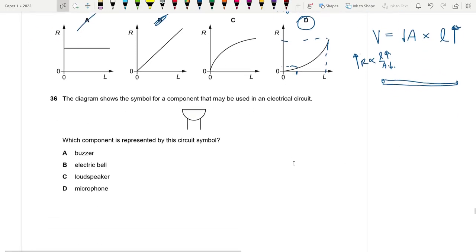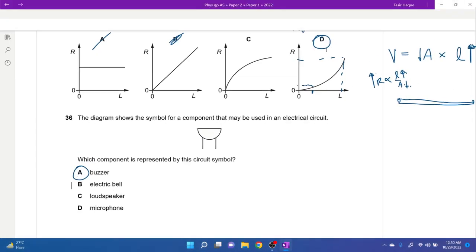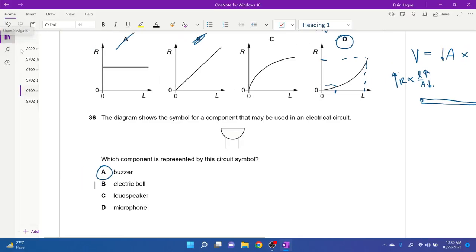Okay. So the diagram shows a symbol for a component that may be used in an electrical circuit. What is this? It is actually a buzzer. How do I know? You guys need to check the syllabus component. Let me show you guys.